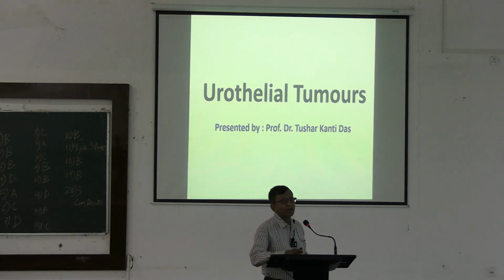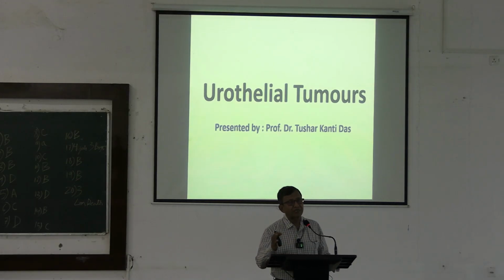Bladder tumor. Apart from the kidney, the ureter, the bladder, all of these are lined by which type of epithelium? Transitional epithelium. Transition means something between the squamous epithelium and columnar epithelium. So this whole urinary tract is lined by transitional epithelium. In other words, we call it urothelium.